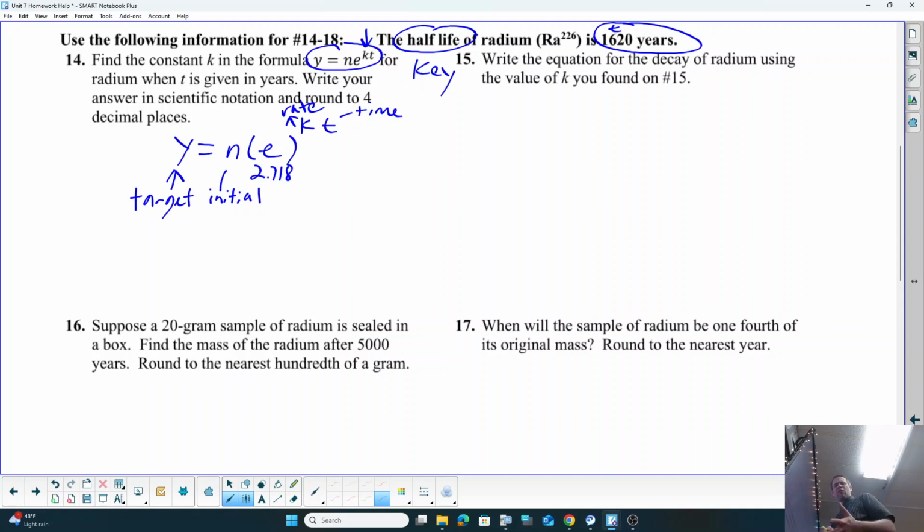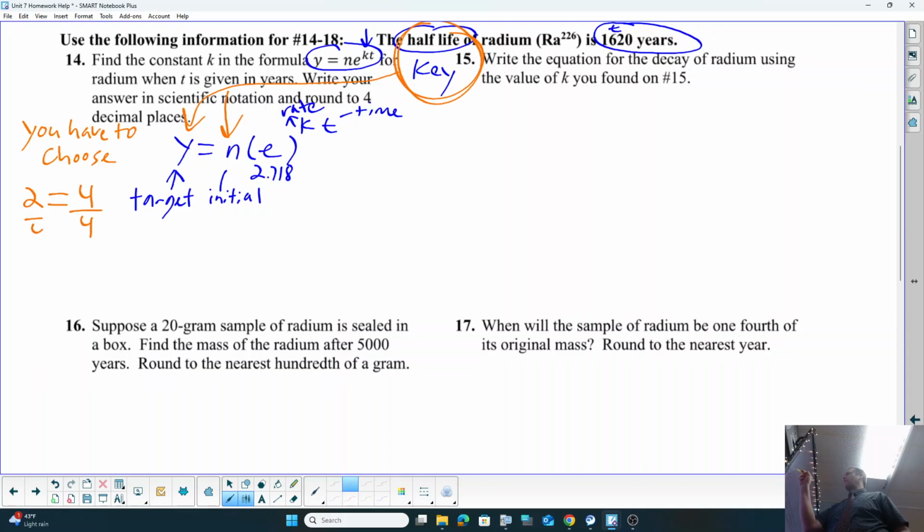I found this problem really weird when I first learned how to do it, because they didn't really give you much information to come up with the equation. But it turns out that half-life is the key. Half-life is going to give you this guy and this guy, so you have to choose an initial and then half of that. You could choose, for example, 2 and 4, because when you divide by 4, you get a half. That half is the half-life.